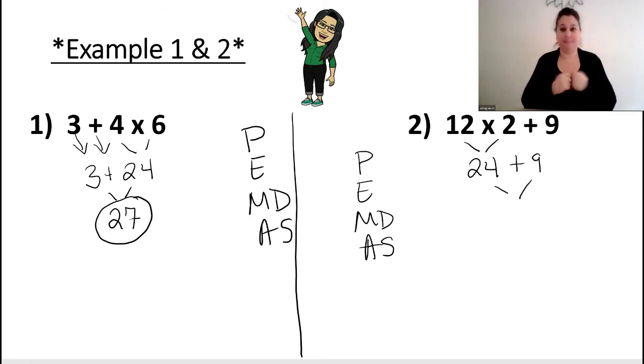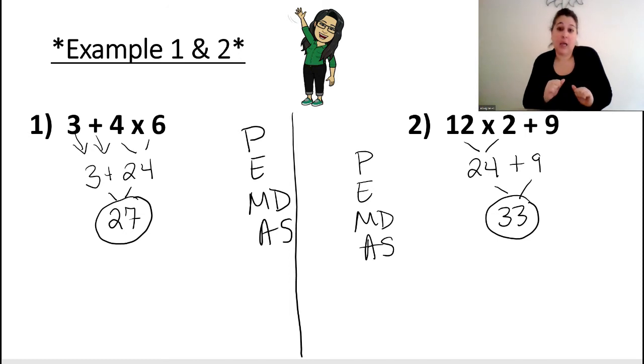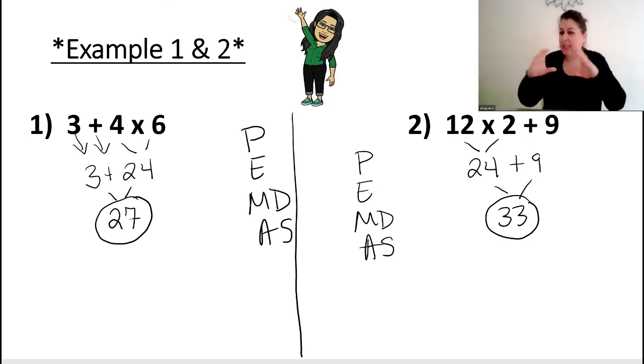Well, there's only one operation left. It's addition, so I can add those. So that makes 33. And I could have asked myself, do I see any more parentheses, any exponents, any multiplication or division, addition or subtraction? Oh, addition. So do addition next. So it's just following that order. Next slide.